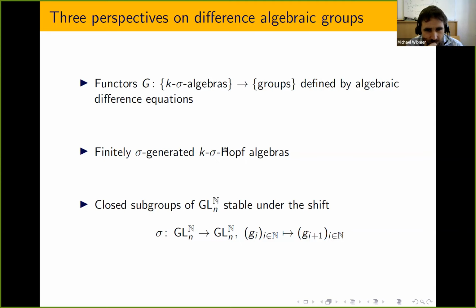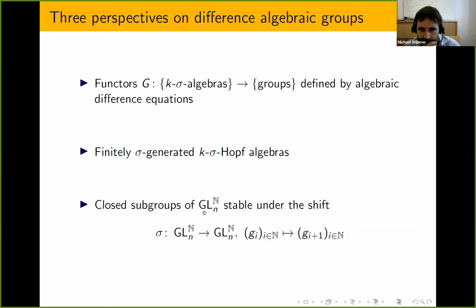So let's maybe think first of the second point. If you have this K sigma Hopf algebra, then maybe you forget the sigma for a moment, then you just have a Hopf algebra. Hopf algebras do not correspond in general to algebraic groups. They correspond to what people call affine group schemes. So these things are not of finite type anymore. Like GL_n to the N, this is not an algebraic group, but it's still an affine group scheme. There is still a Hopf algebra describing this.